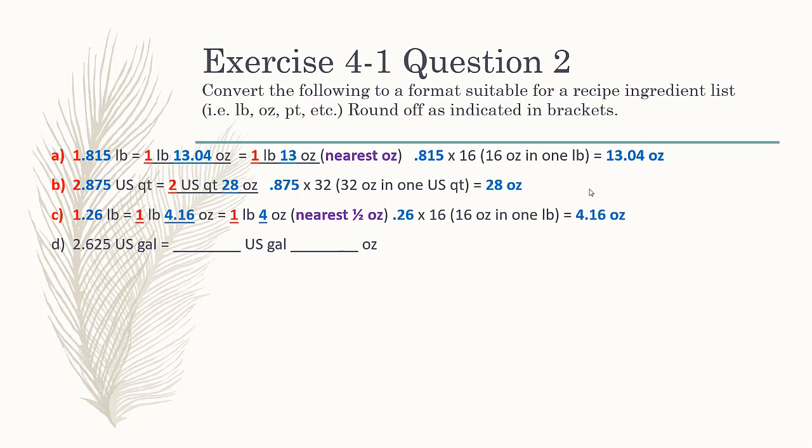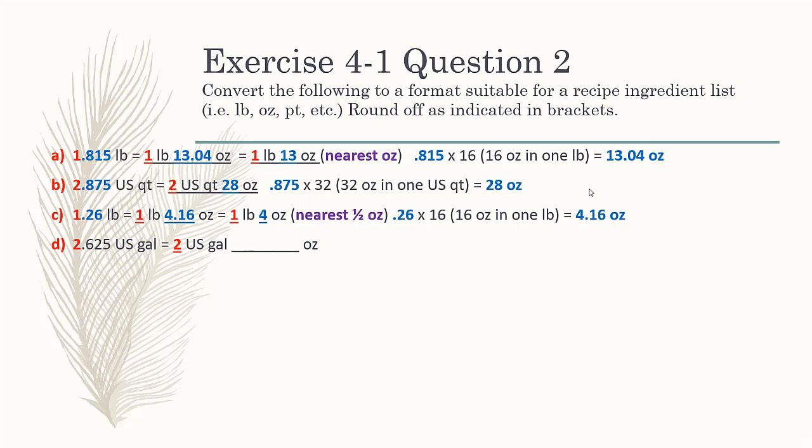Next question, 2.625 US gallons. We want to convert that to US gallons and ounces. Again, we know half of this question without even trying. We still have 2 whole US gallons. We deal with a decimal, 0.625.